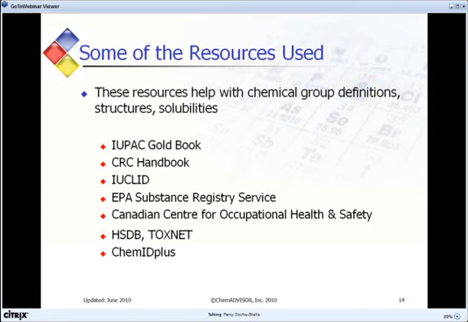Of course, we need some resources when we are doing our linking in order to follow rules. These resources help us with chemical group definitions, structures, and solubilities. For example, the IUPAC Gold Book is a good source for chemical definitions. The CRC Handbook and Euclid have a lot of physical property and solubility data. And there is a lot of good information in the EPA Substance Registry Service, the Canadian Centre for Occupational Health and Safety, the Hazardous Substances Data Bank, ChemID Plus for structures, etc.